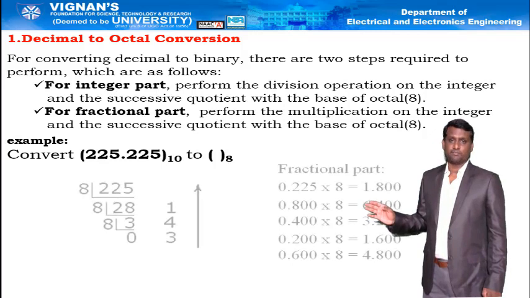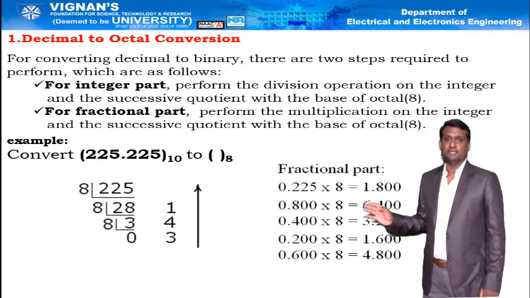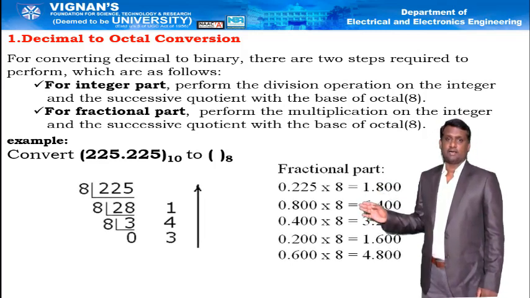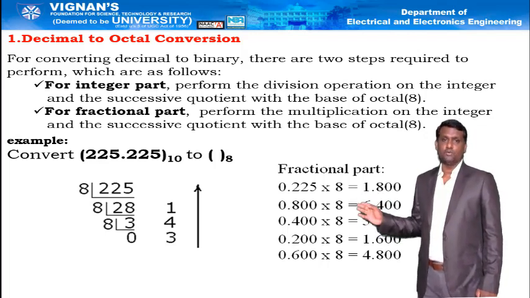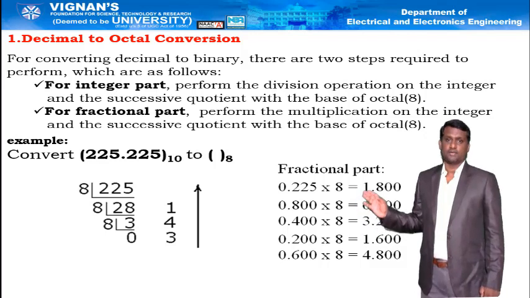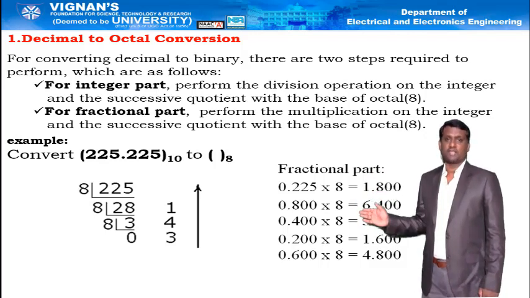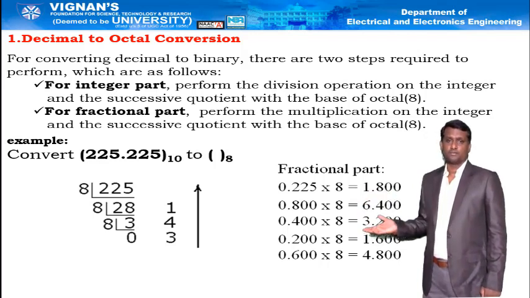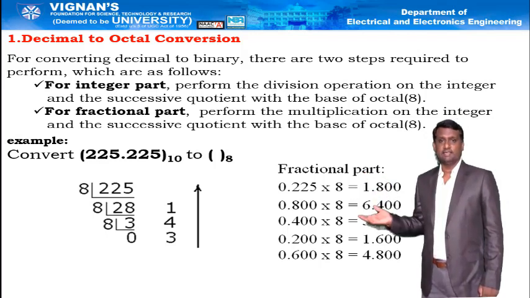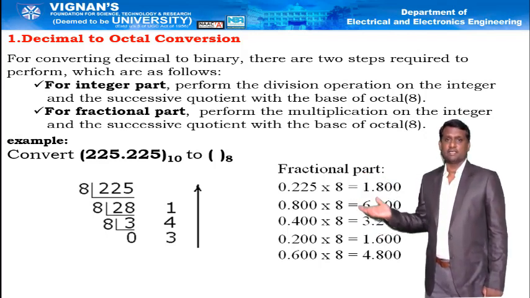So the first part, conversion of the integer part of the decimal into the octal number system. So for that integer part, the successive division operation and noting down the remainders from bottom to top, then we get the equivalent octal number for the given decimal number.